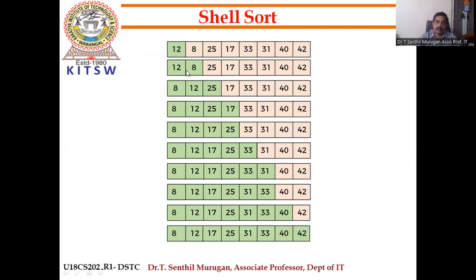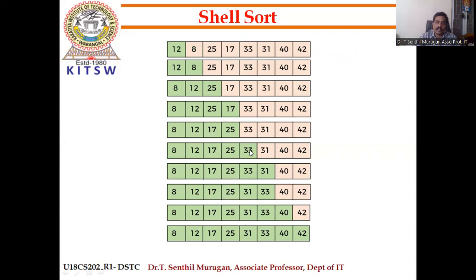First we will take 12 and 8 for comparison; swapping is needed, so 8 and 12. Then the third value is compared with the previous two, no swapping. Then it takes the fourth value and compares it, so swapping is required, and it is swapped. Then this is compared with the previous value, no swapping required.